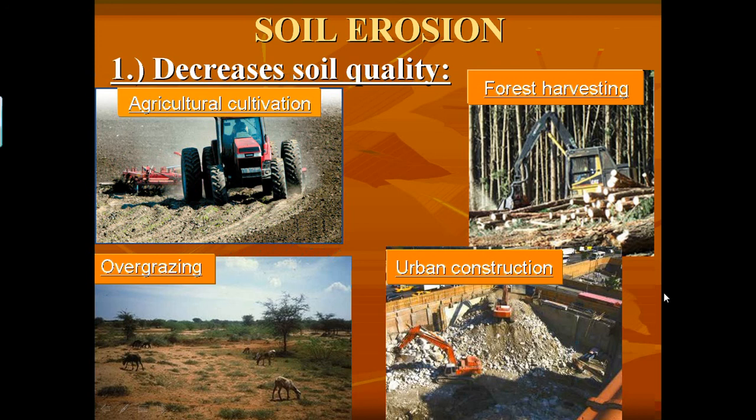Overgrazing, letting your animals, whether they're cows or sheep, horses, graze too much on the land, which can take away the plants again, leaving the soil to be eroded more easily. And urban construction.